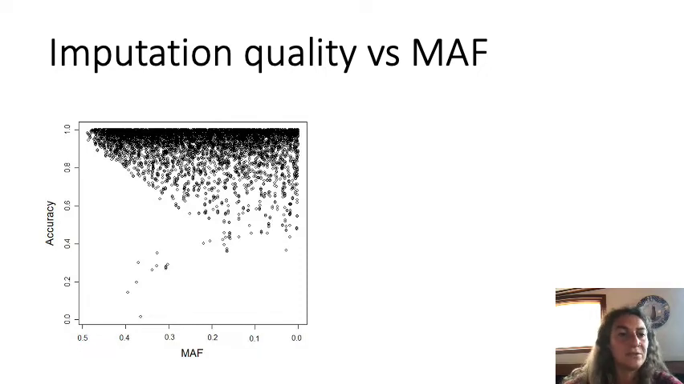You still have some SNPs with well imputed SNPs among the rare ones as well, but most of the low quality SNPs are going to come from low minor allele frequency SNPs. So keep in mind that when you filter by imputation quality, you will be filtering out a lot of rare SNPs as well.